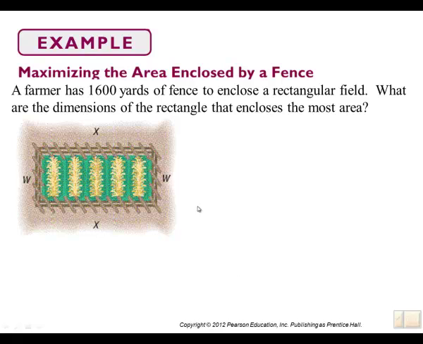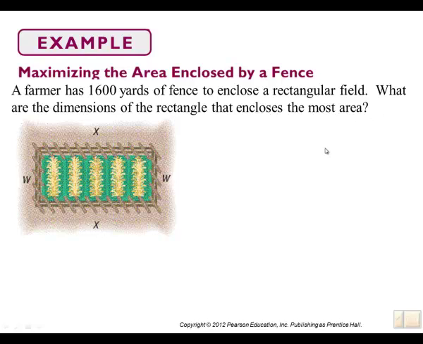Okay, here we have a farmer's yard. Looks like a little plot of land. And it has 1,600 yards of fence. So 1,600 yards of fence, that's going to be perimeter, because it's the outer perimeter of the plot of land. What are the dimensions of the rectangle that encloses the most area?